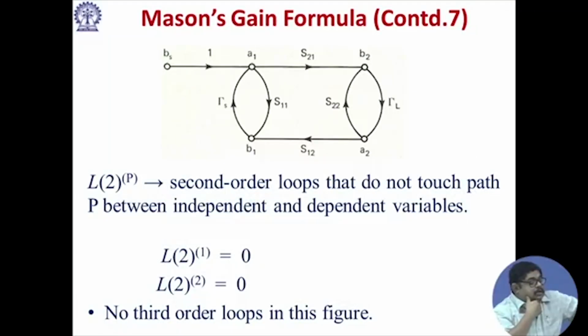Then, is there any second order loop? What is the second order loop? This one and this one, not touching path 1, but it touches path 1. So, that is why we have written L21 is 0. Similarly, this second order loop touches path 2 also, this is path 2, it touches that. That is why L21 is equal to 0, L22 is equal to 0, and no third order loops in this figure.